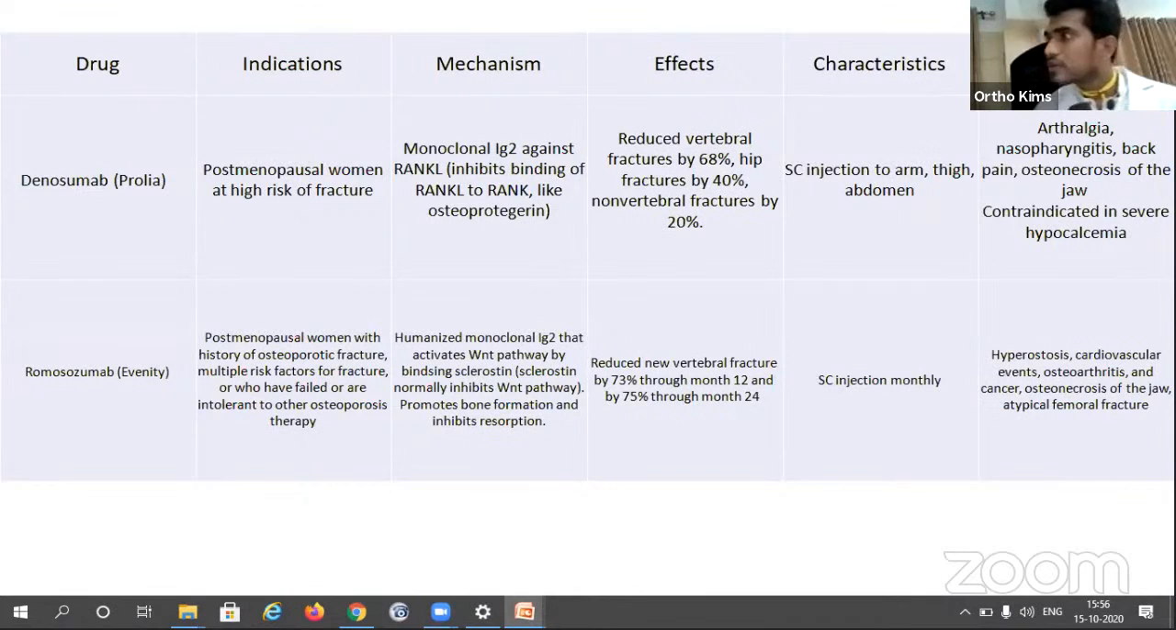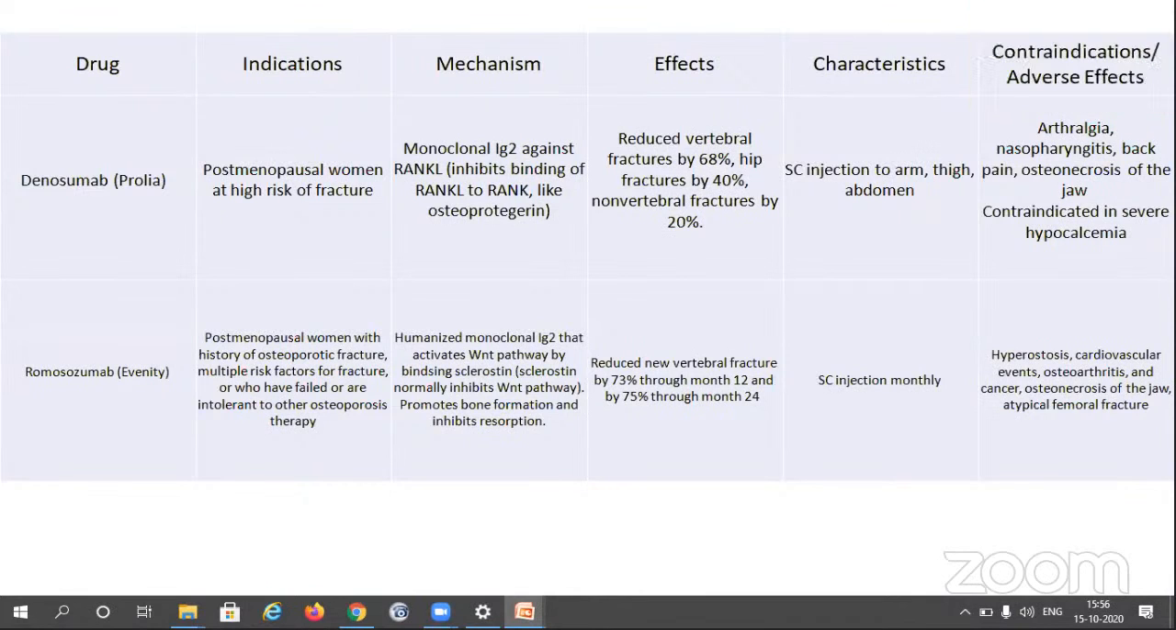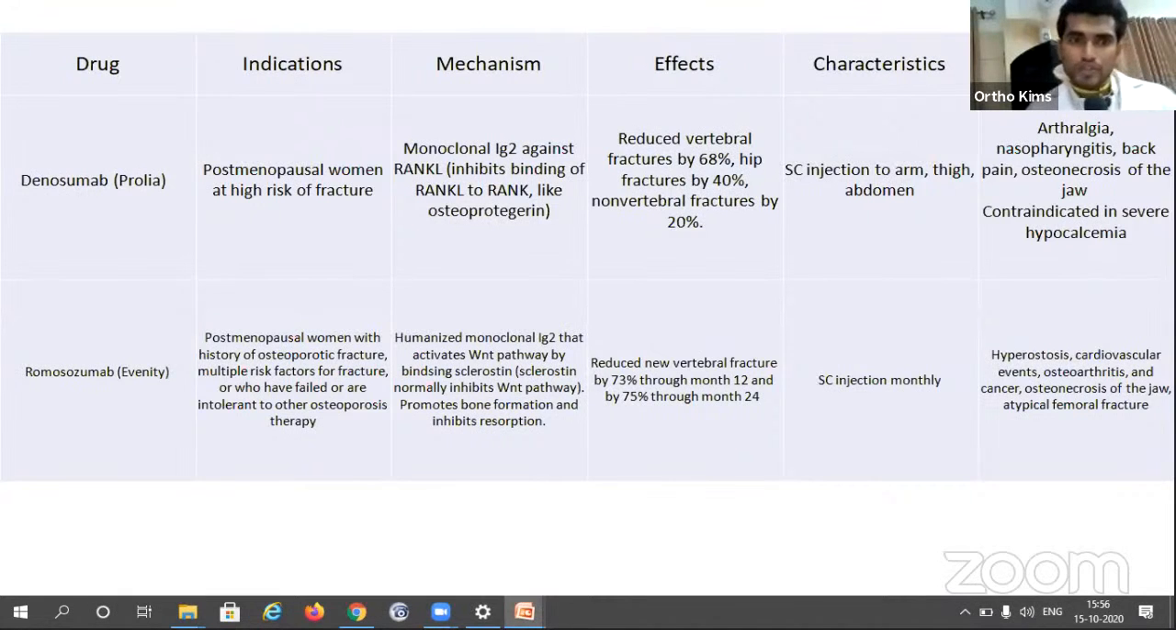Monoclonal IgG2 against RANKL, inhibiting the binding of RANK and RANKL like osteoprotegerin. It reduces vertebral fracture by 68%, hip fracture by 40%, and non-vertebral fracture by 20%. Subcutaneous injection should be given.